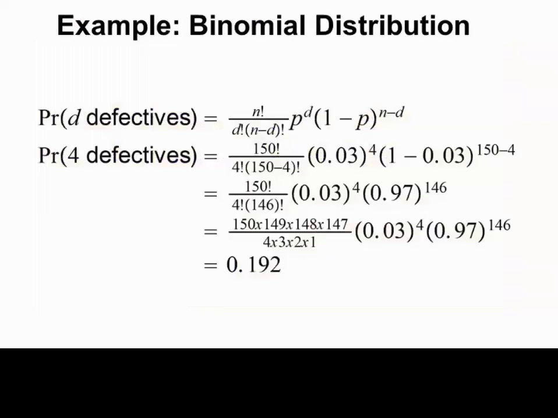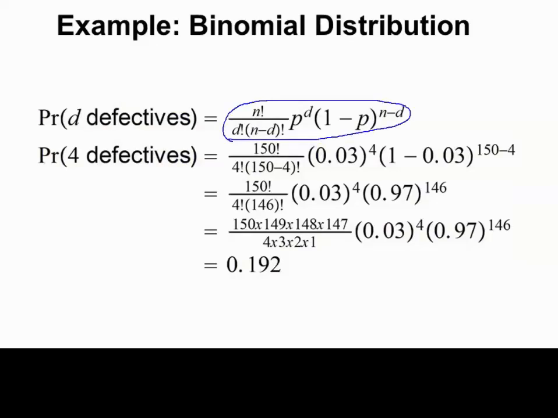I'm just going to take my original expression and plug in the numbers. So d was 4 defectives. The sample size was 150. Again, d is 4, n minus d is 150 minus 4. And p is the proportion defective. That's 3%. 1 minus p would be 1 minus 0.03, or 97%, and the exponent is n minus d. Now, let me try to explain where this expression comes from.